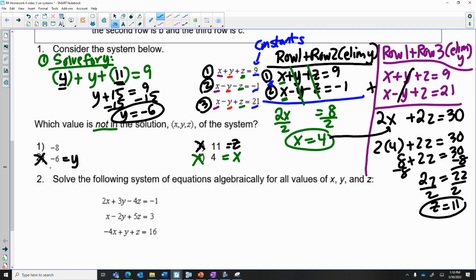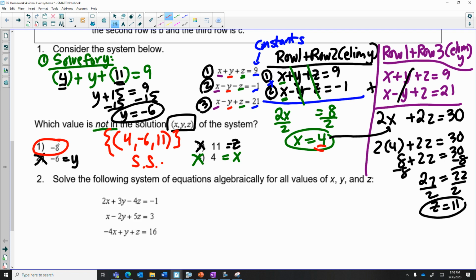Now, if we were writing our solution set, it would be in the format x comma y comma z, just like a coordinate pair, but there are three variables here, and we're going to list them in order alphabetically. So x is first, 4, then y, negative 6, and then z is 11. So the only answer that is not in the solution set is choice 1.